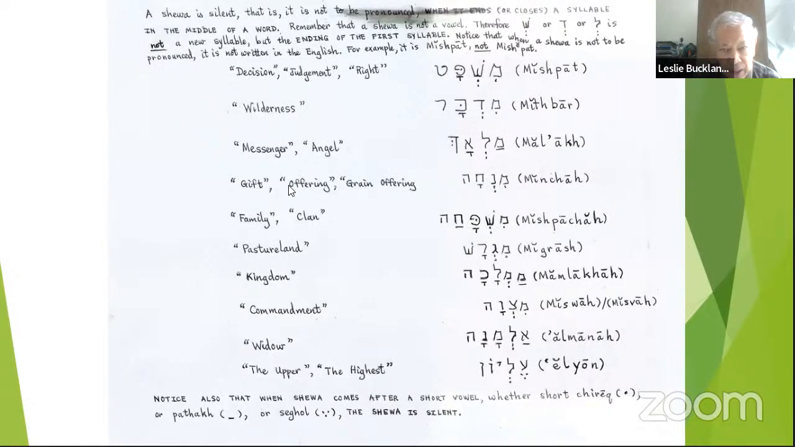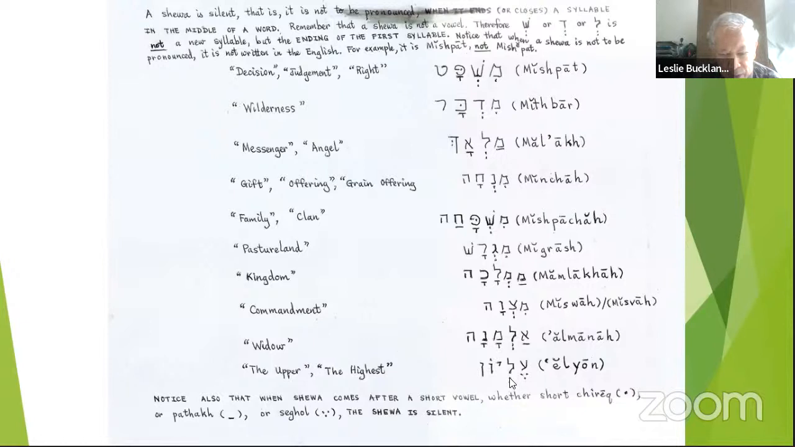Minkha, gift offering, grain offering. Notice this simple shiwa is not pronounced. Mishpakha. Notice I don't pronounce the simple shiwa here. Family, clan. Migrash, pasture land. I don't pronounce the simple shiwa. Mamlakha. I don't pronounce the simple shiwa. Kingdom. Mitzwa, commandment. I haven't pronounced the simple shiwa. Almana. I don't pronounce the simple shiwa here. Widow.